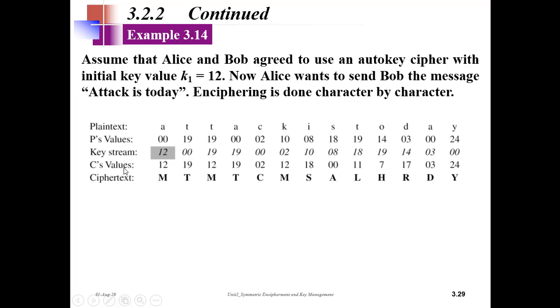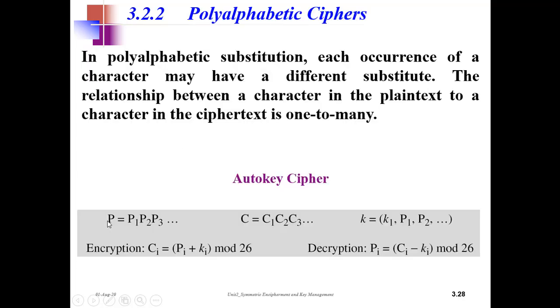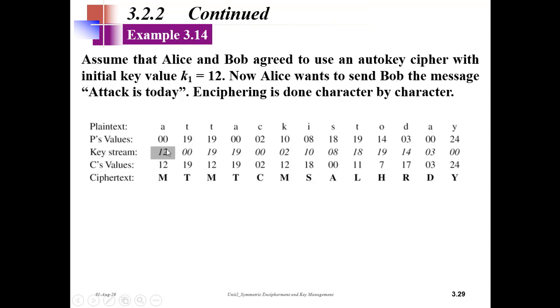Then we have the C values. How do we calculate C using this formula? Pi plus Ki mod 26. So 12 plus 0 is 12, 12 mod 26 is 12 only. 19 plus 19 is 38, and 38 mod 26 will be what? 26 ones are 26, so 38 minus 26 is 12. Similarly you can do this.